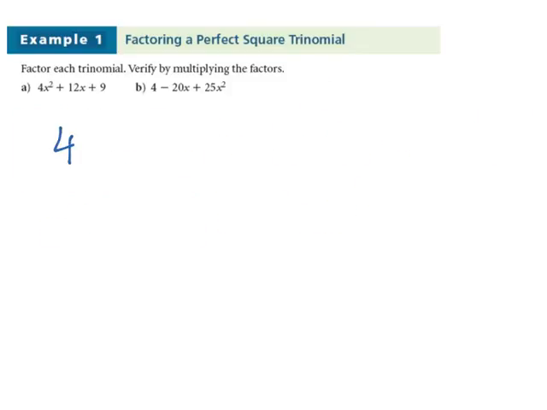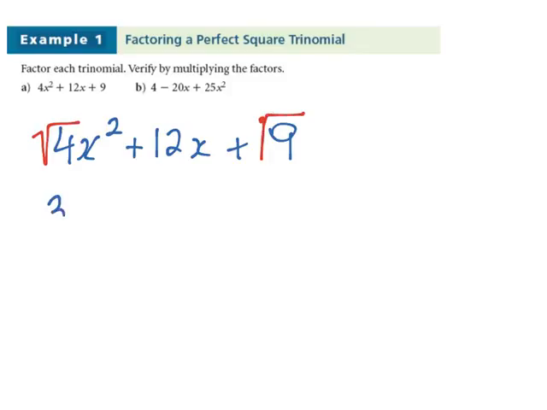So let's recopy the 4x squared plus 12x plus 9. So what is this check? Take the square root of the first term and the square root of the last term. If we do that, take the positive part of it, which is not minus 2 but 2. Square root of 4 is 2, and square root of 9 is 3.